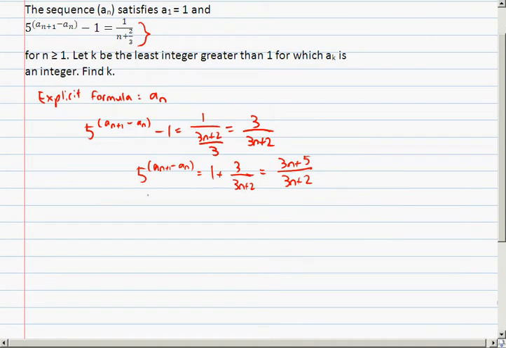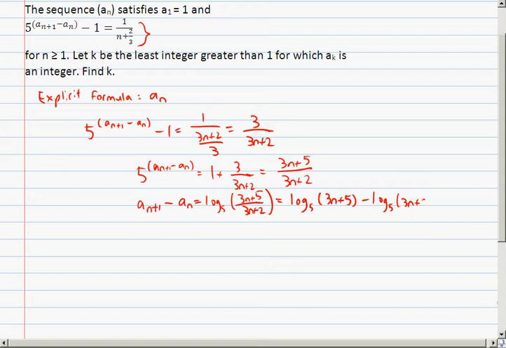Now we can take log base 5 of both sides, and we get a sub n plus 1 minus a sub n equal to log base 5 of the quantity 3n plus 5 all over 3n plus 2. And by the quotient to difference rule of logarithms, we have the right-hand side equal to log base 5 of 3n plus 5 minus log base 5 of 3n plus 2.